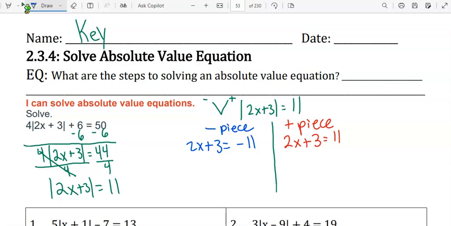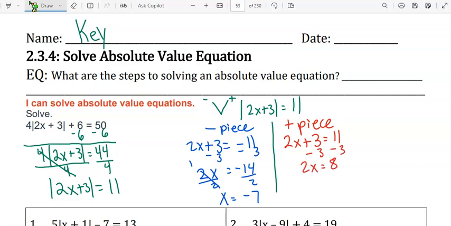From here, we'll solve each linear equation separately. Subtract 3 from each side, and then divide each side by 2. x equals negative 7. For the positive piece, we'll subtract 3 from each side, divide each side by 2, x equals 4. So we have two solutions. We have x equals negative 7 and x equals 4.